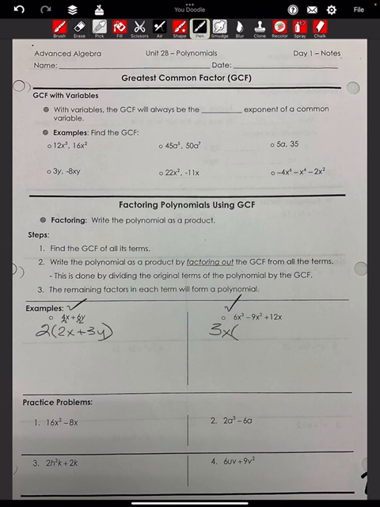So now we do our parentheses. And now we're going to divide 6 by 3, and that gives us 2. All right? Make sure you're following along on your paper. That's why I left the paper for you to write along on this.